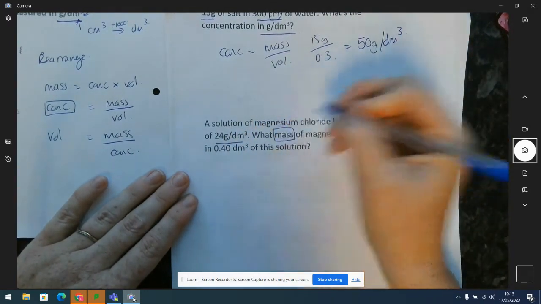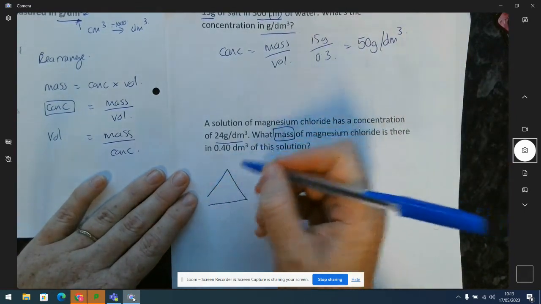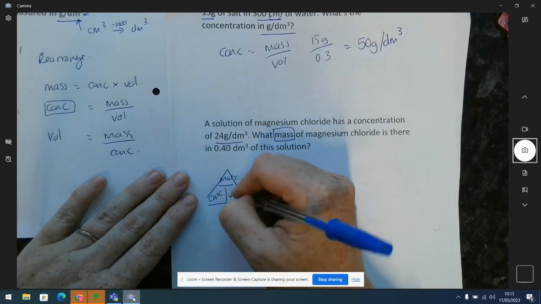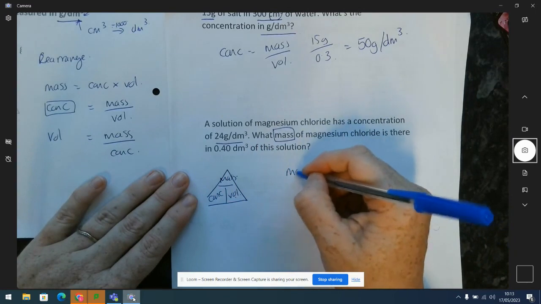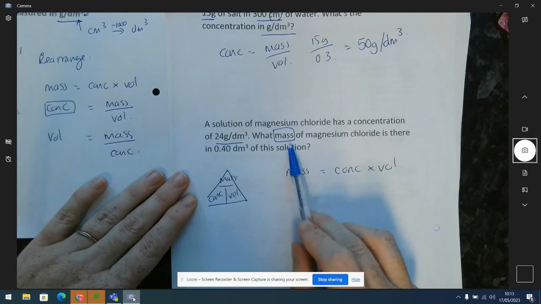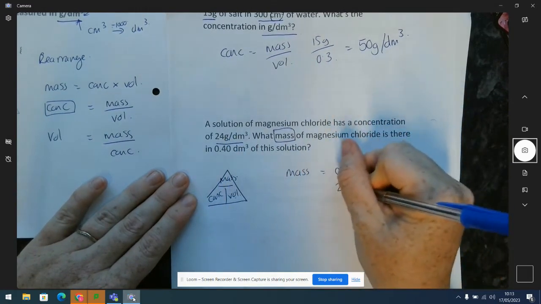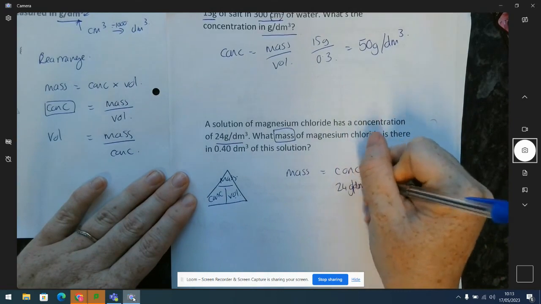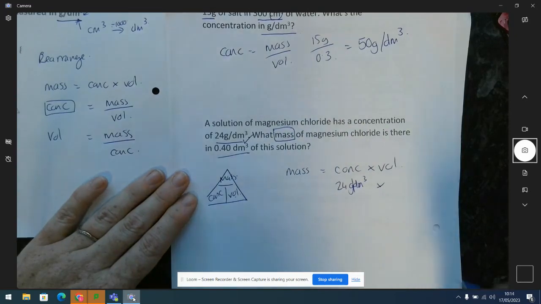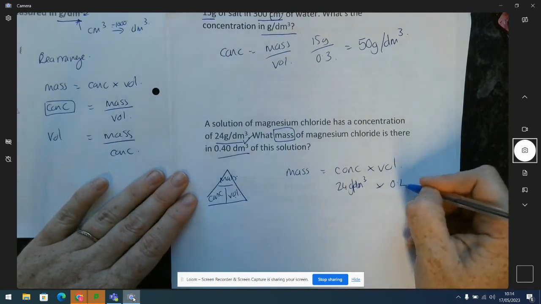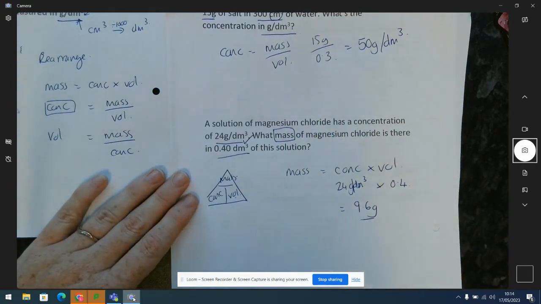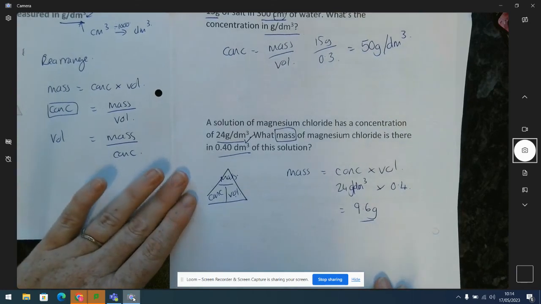What is the mass? So this time I'm going to have to rearrange the equation. So I know that mass is at the top, concentration and volume. It's asking me to calculate mass. So to do that, I would do concentration times by volume. The concentration is 24 grams per decimeters cubed, and I can see that in the question. And yes, the volume's in the right units, so I keep that as it is. So essentially I'm doing 24 times by 0.4, which would give me a mass value of 9.6 grams. Okay, so hopefully you've got the same thing as I got.